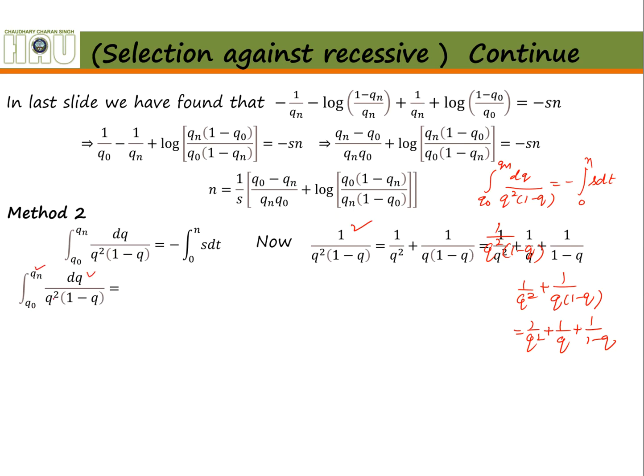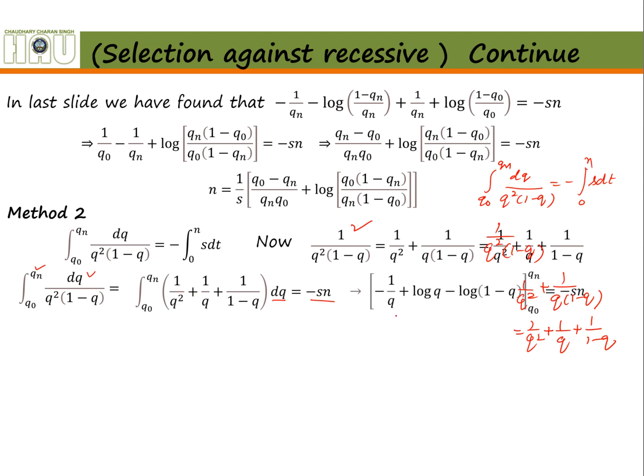So the integration from q0 to qn of dq upon q square into 1 minus q can be written as 1 upon q square plus 1 by q plus 1 upon 1 minus q, dq, equal to minus Sn. Their integration is very simple. 1 upon x square integrates to minus 1 upon x, so it is minus 1 upon q plus log q, and 1 upon 1 minus q integrates to minus log of 1 minus q, between the range q0 to qn, and the right hand side will be minus Sn.